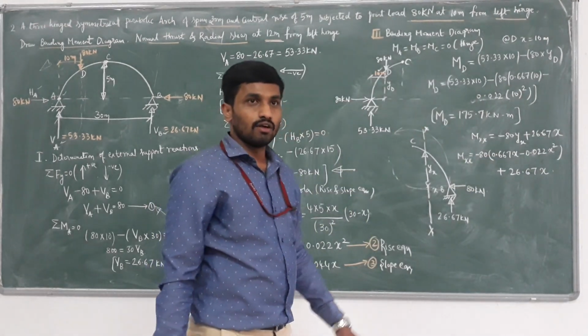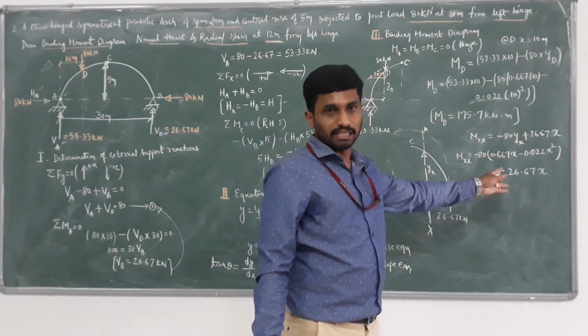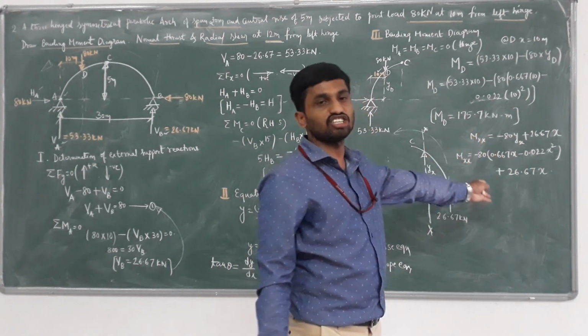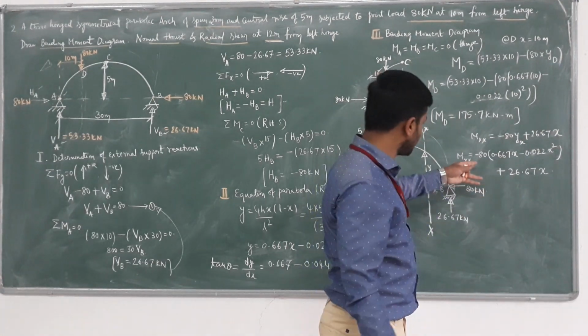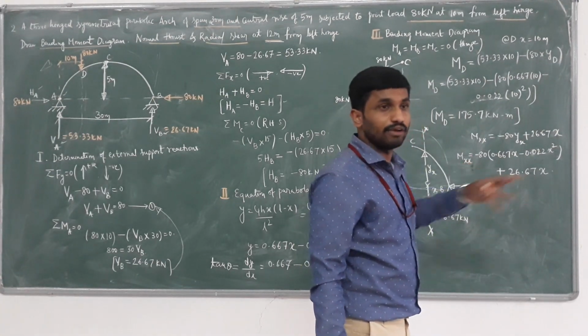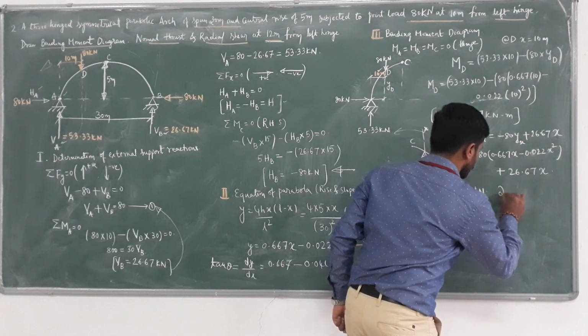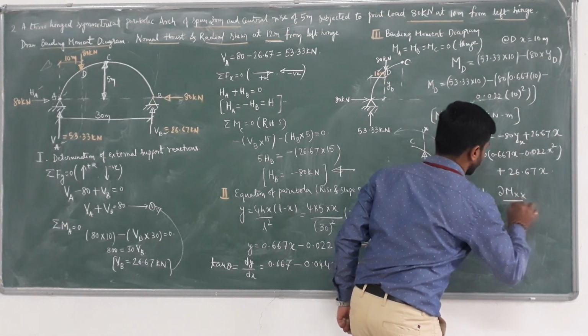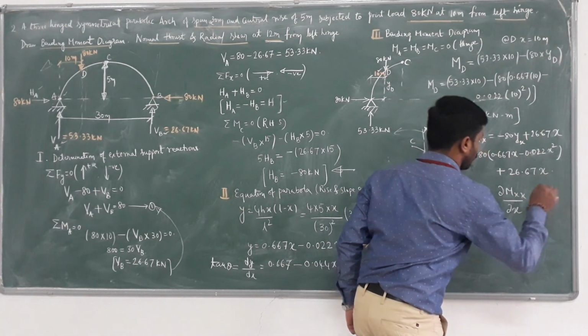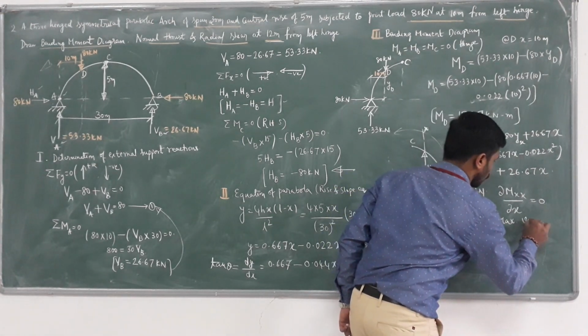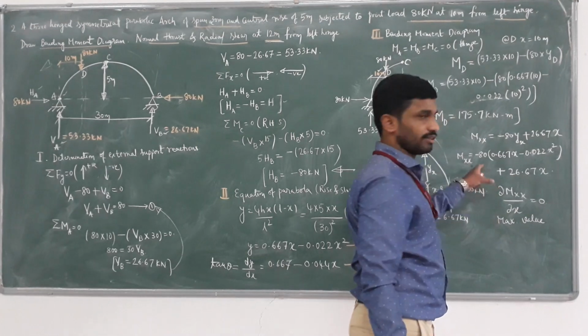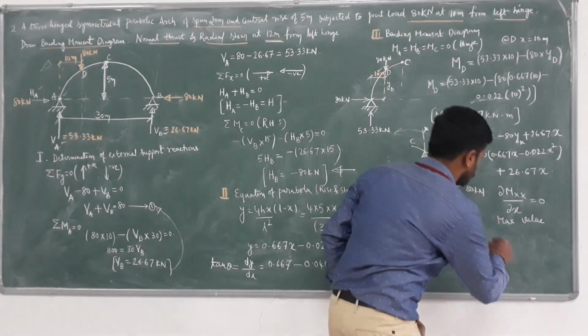26.67 x. For the maximum value of bending moment, we have to differentiate this equation. The partial derivative of moment will give the x value. You take dou Mxx by dou x equals 0 for maximum value. If you differentiate this equation, you are getting the x value.